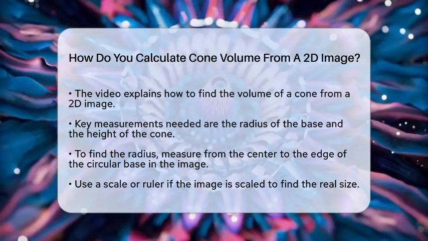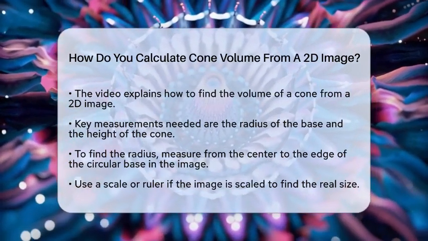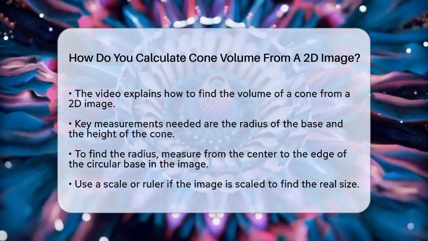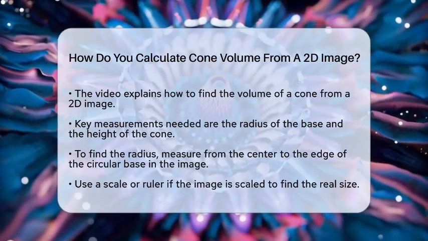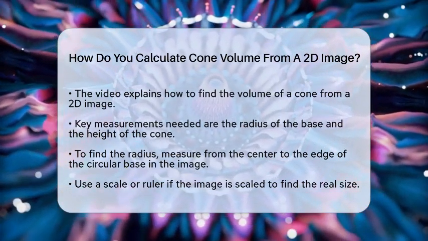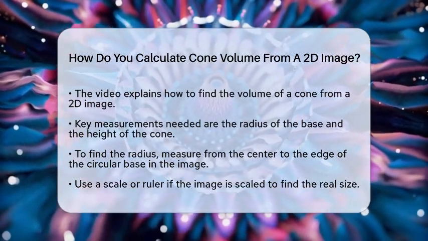When you see a 2-dimensional image, the key is to find 2 measurements: the radius of the base and the height of the cone. These are the main pieces of information needed to calculate the volume. First, look at the base of the cone in the picture. If it's a circle, measure the distance from the center to the edge.